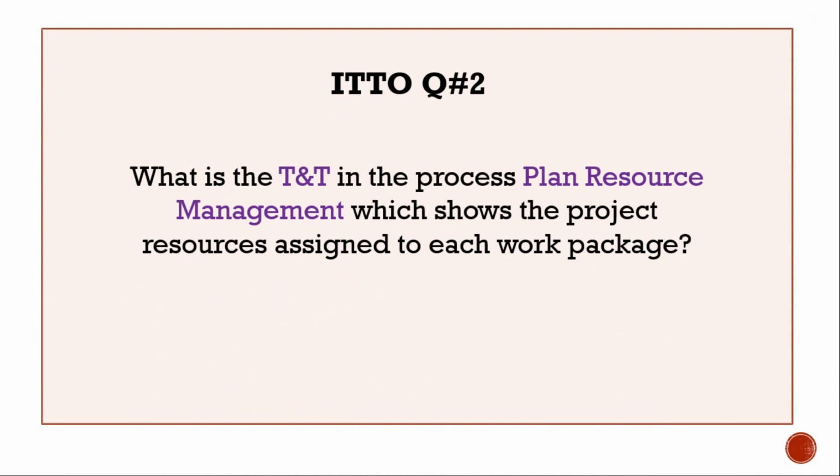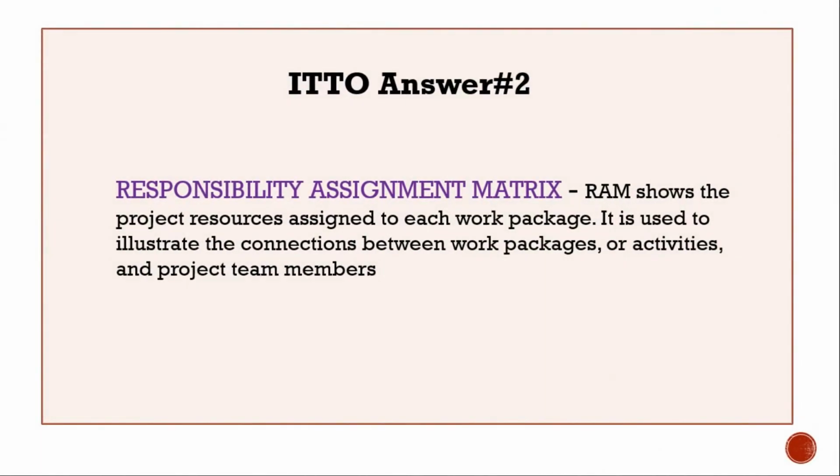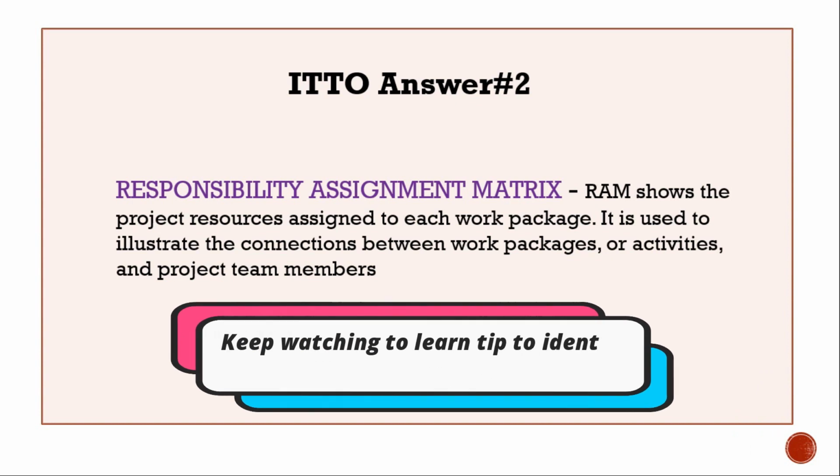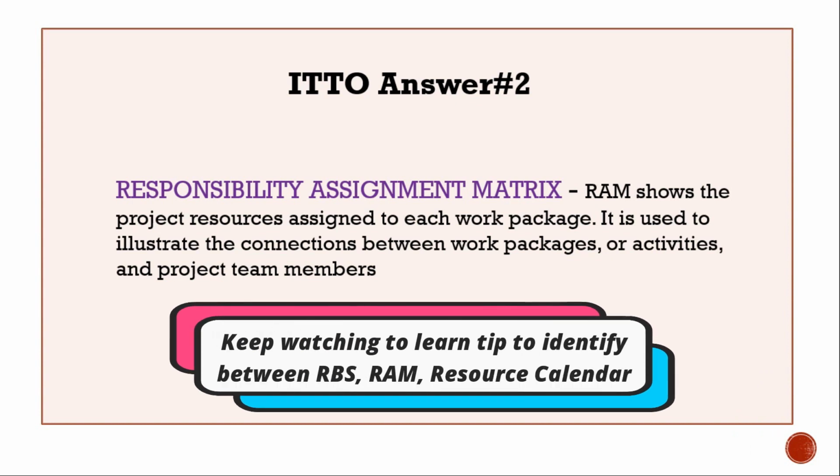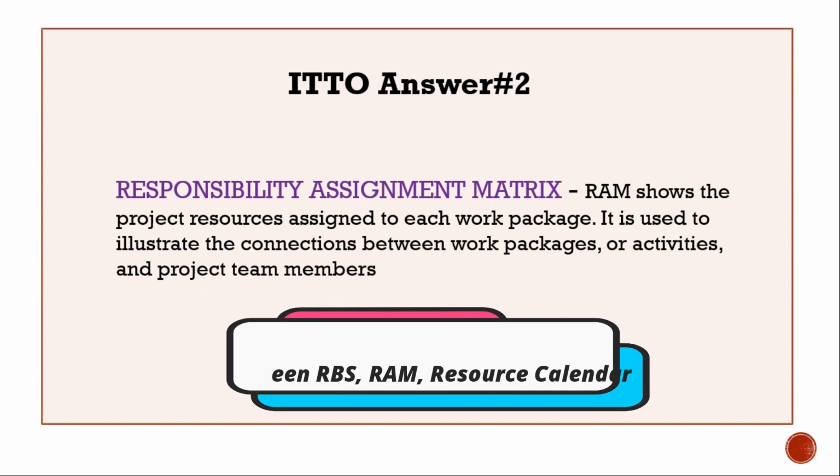What is the tool and technique in the process plan resource management which shows the project resources assigned to each work package? The answer: responsibility assignment matrix, or in short RAM. RAM shows the project resources assigned to each work package. It is used to illustrate the connections between work packages or activities and project team members.